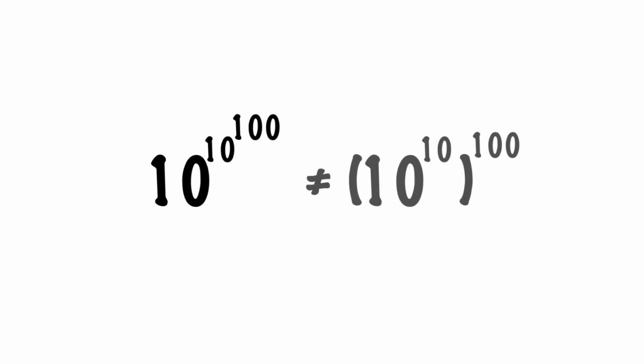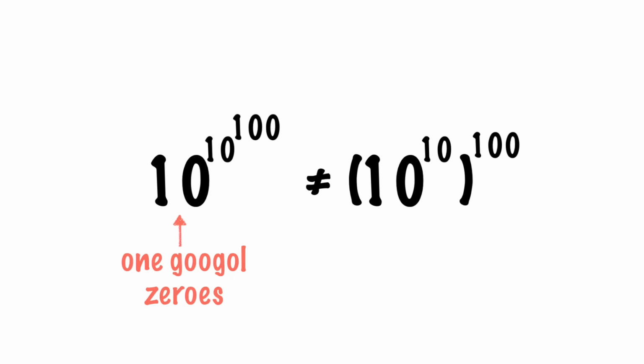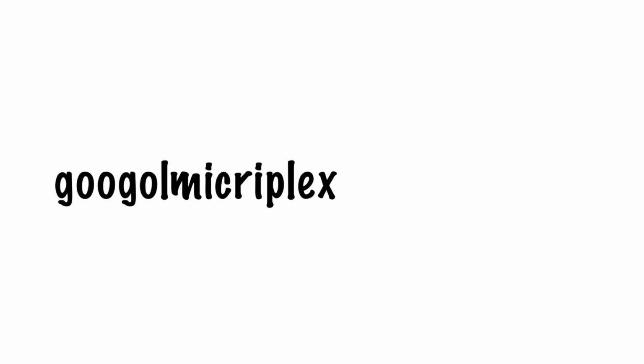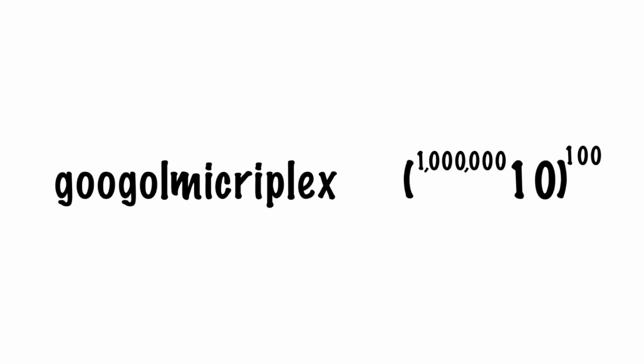10 to the 10 to the 100, aka a googolplex, is not equivalent to 10 tetrated to 2, all raised to the power of 100. One of these numbers has a googol zeros, and the other only has 1,000 zeros. So while it may be tempting to write a Googolmicriplex as 10 tetrated to 1,000,000, all to the power of 100, you unfortunately cannot condense it down into such a nice small space.